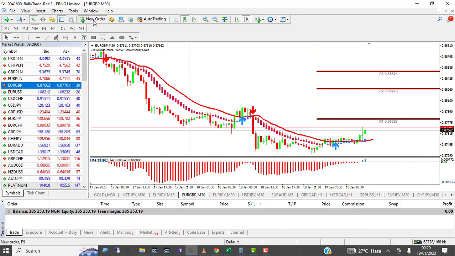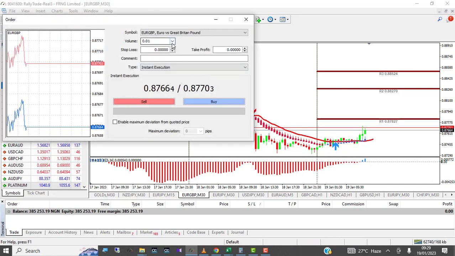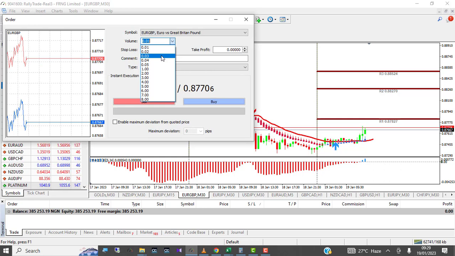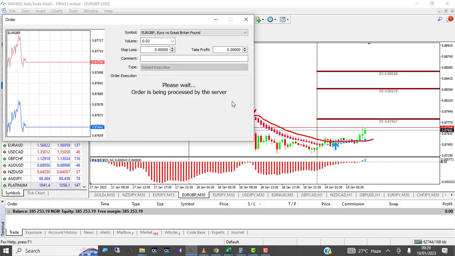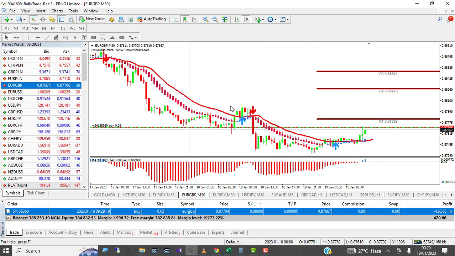So I'll quickly go to new order, right? Furnish the parameters I want to use for the trade. Let's say 0.02 there, and I'll do a buy. So I've been able to execute one on this video. So this is how we pick a trade with this strategy, right? The arrow is pointing up, as you can see. That's a bullish signal.